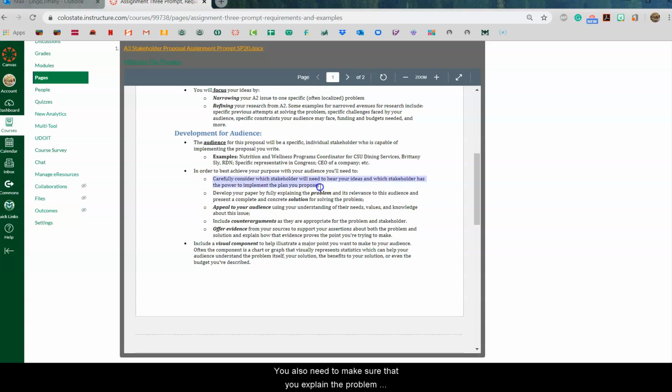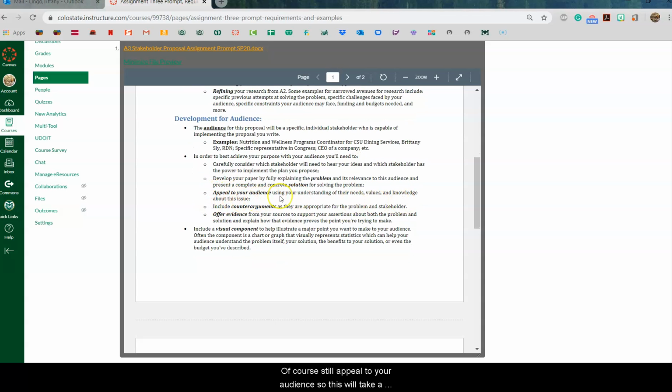You also need to make sure that you explain the problem fully and you create a concrete solution, okay? So in A2, I told you to be general and not solve the problem. This is where you need to do that. You need to do research on what solutions have or haven't worked, and you need to make sure that it's specific. So that includes cost, timelines, and other things that you'll need to accomplish the solution that you're proposing.